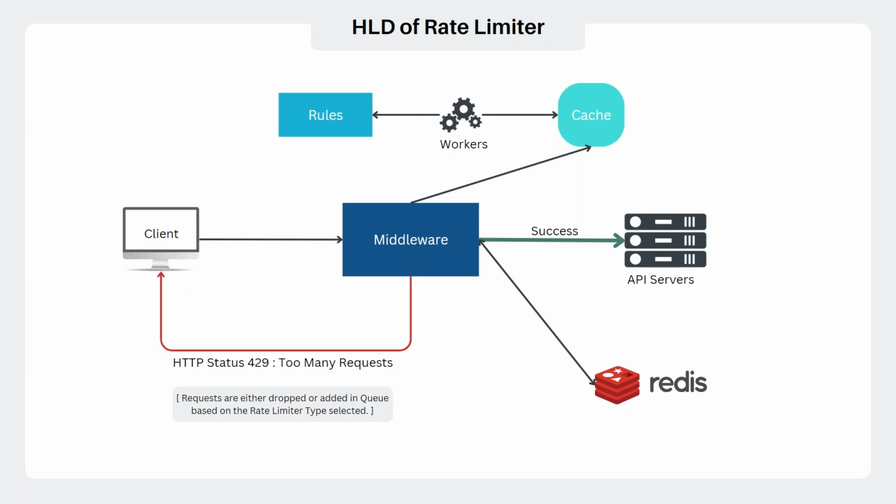If the request is not accepted, we have two options. One is to drop the request and return a 429 HTTP status that says too many requests, and the second is to push the request to a message queue and process it later.